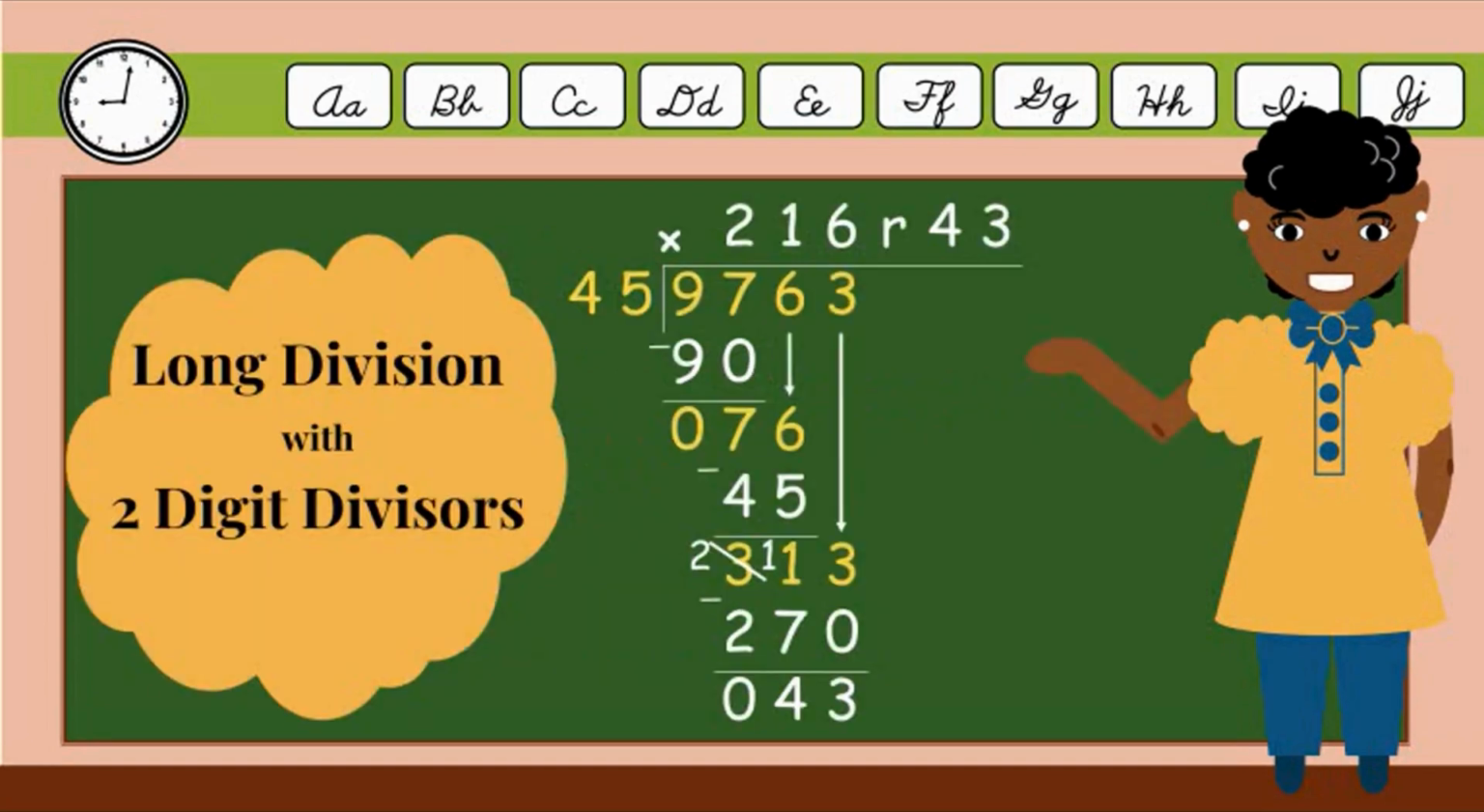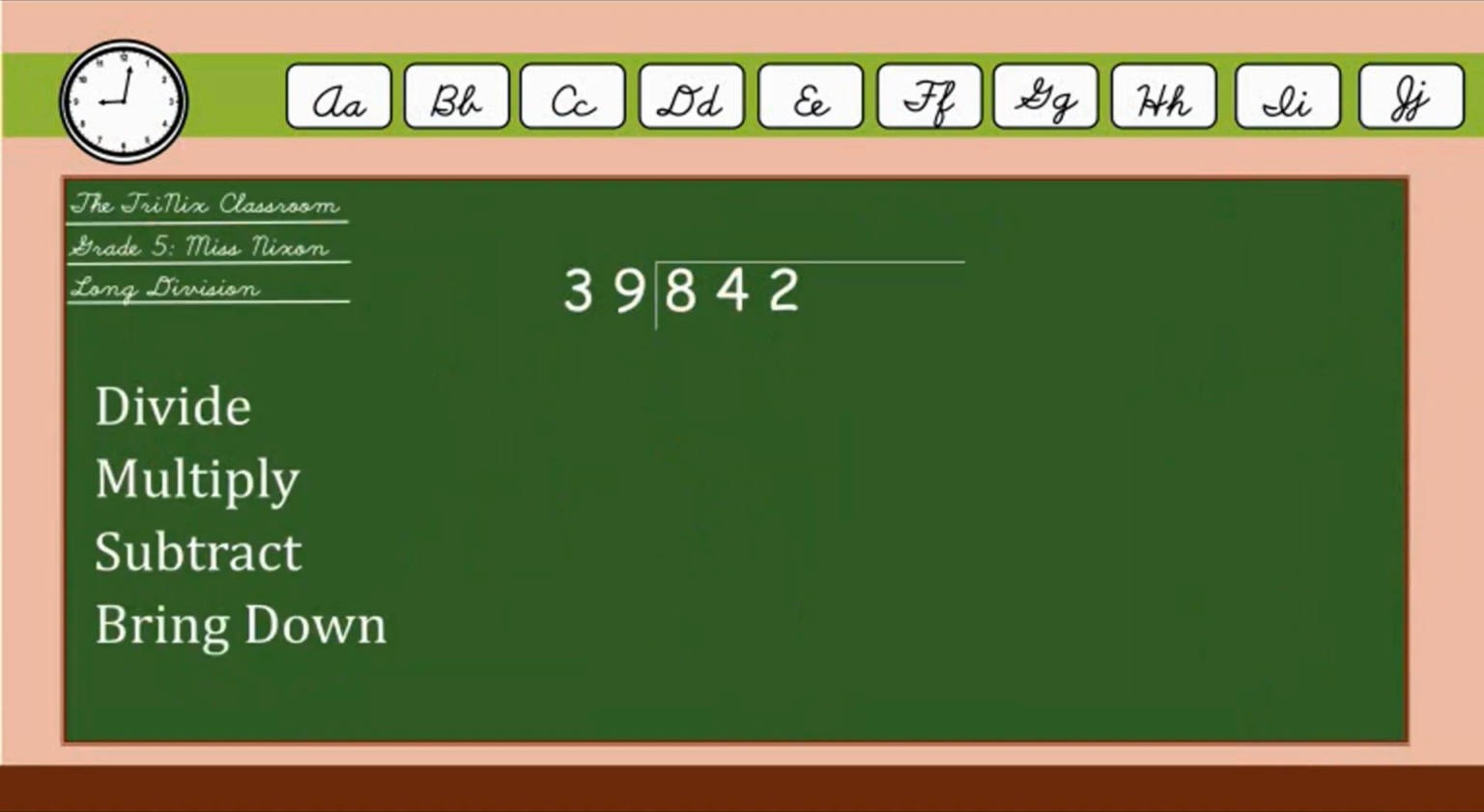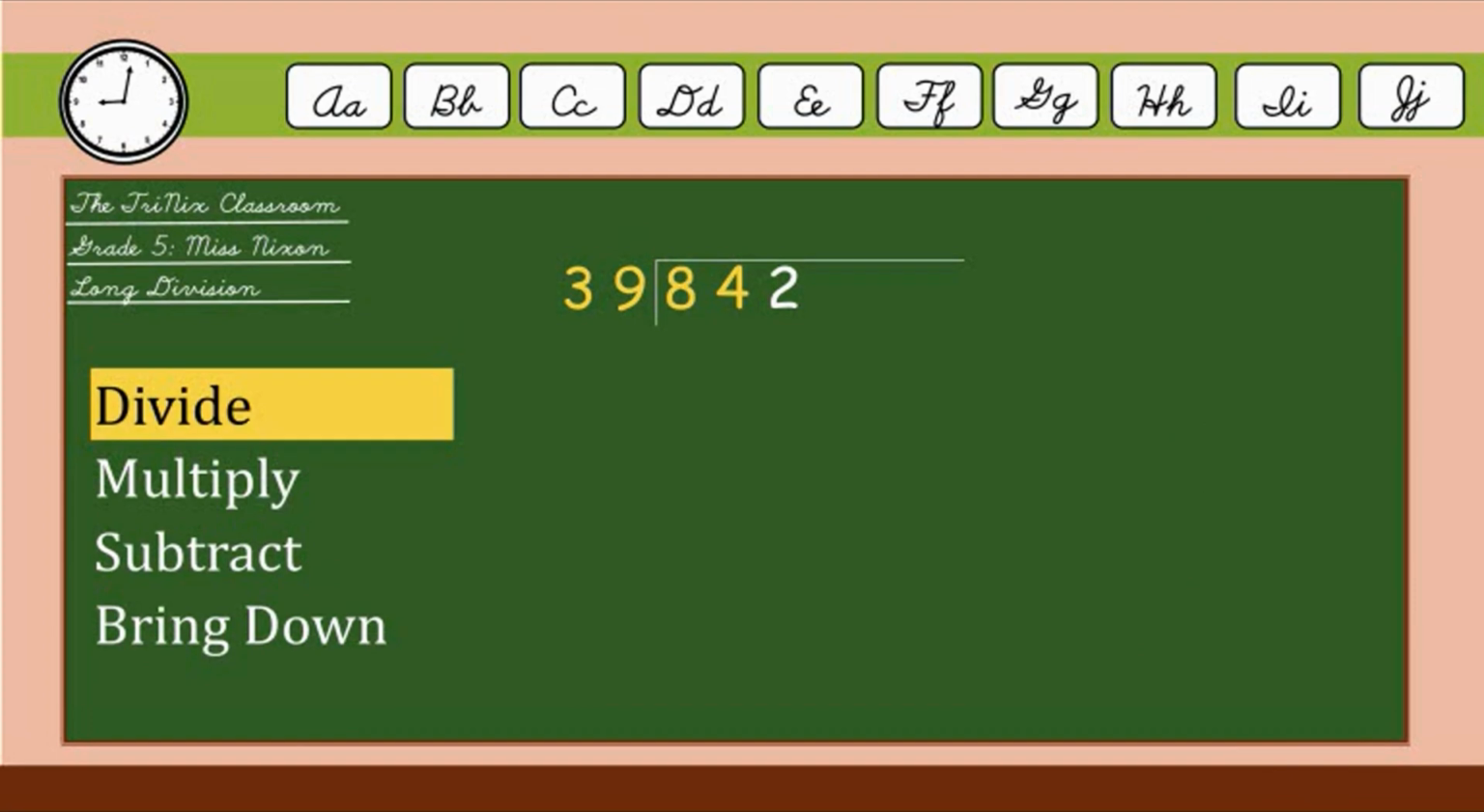I'm Miss Nixon, and today's topic is long division with two-digit divisors. As with any long division problem, when working with two-digit divisors, we follow the same 4 steps. We first determine whether the first 2 digits in the dividend are divisible by the divisor. Because 84 is larger than 39, we can begin dividing here.